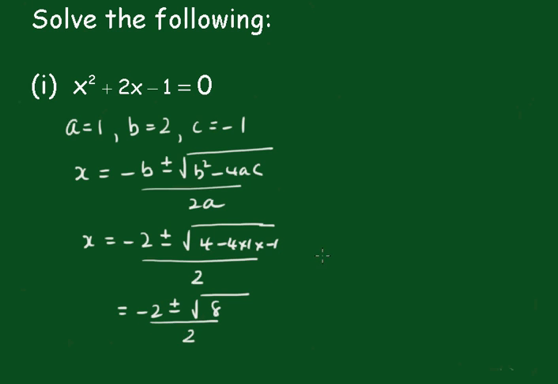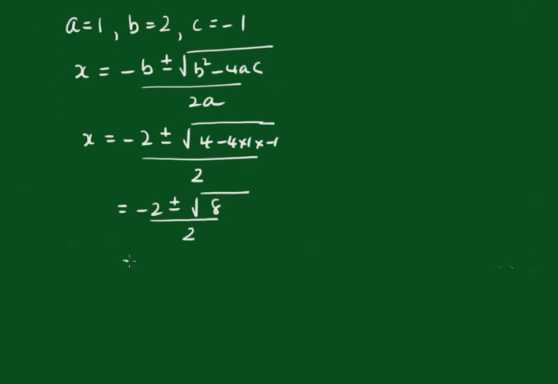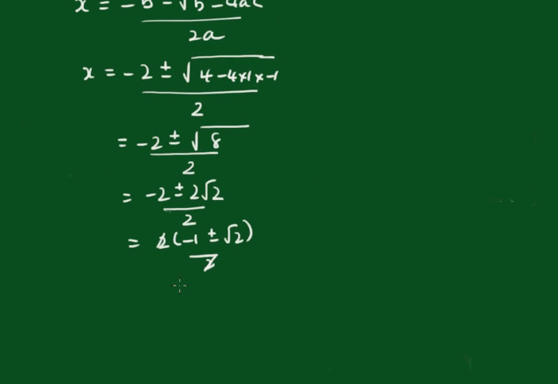Now that is not fully simplified. We have to now simplify this third. That is 2 root 2 over 2. And of course this is a common factor of 2 will come out. Get minus 1 plus or minus root 2 on 2. These cancel, and there are our solutions. And you must give the simplified solution.